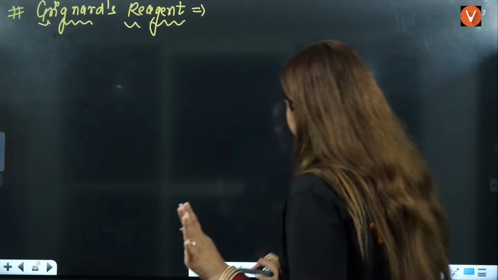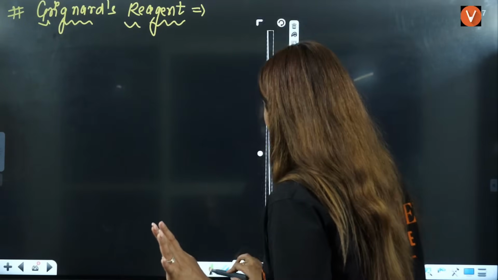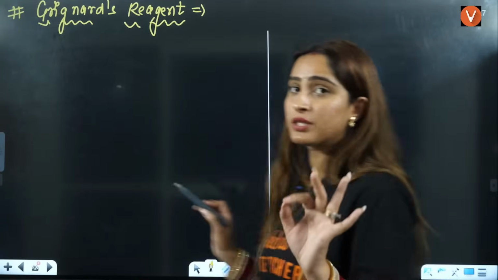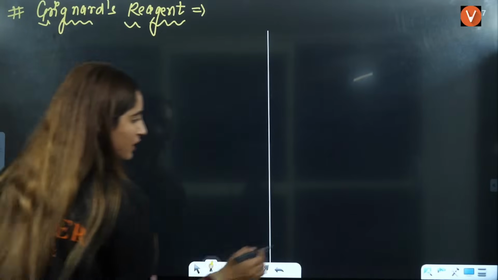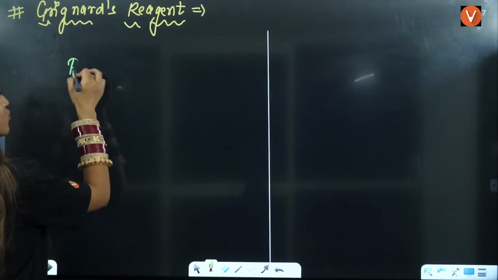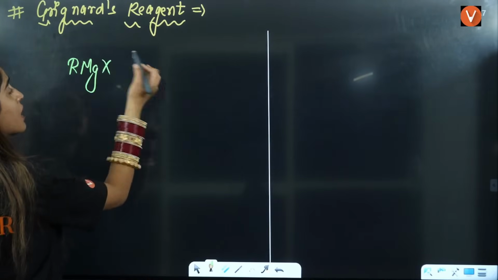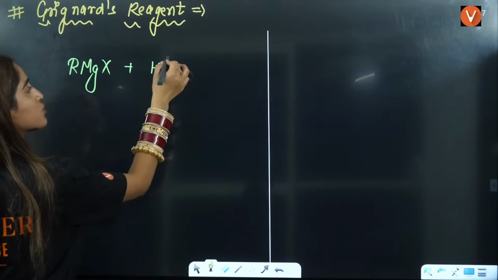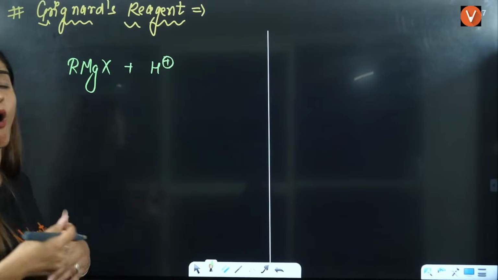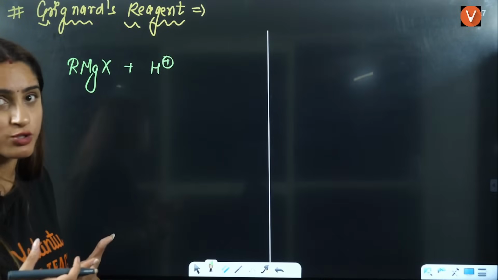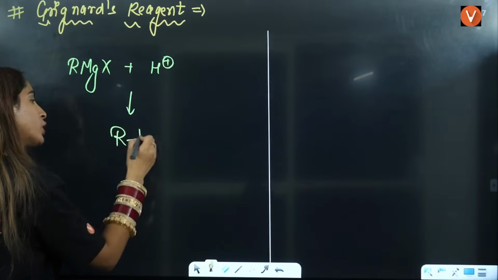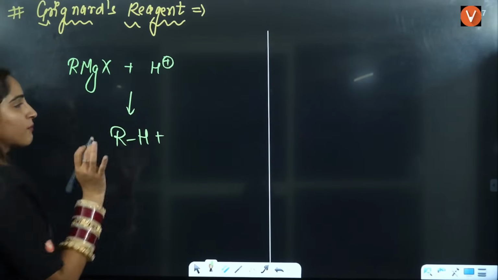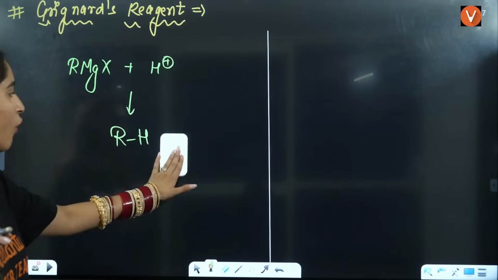Then there is the Grignard reagent. So the Grignard reagent basically shows two kinds of reactions. I'll just simply tell you. One is with a proton source. This is the Grignard reagent, RMgX. If you have any proton source, water, or an alkyne, which is also a very good proton source, what will happen? It will directly get converted to RH, right? That means a hydrocarbon is directly formed.